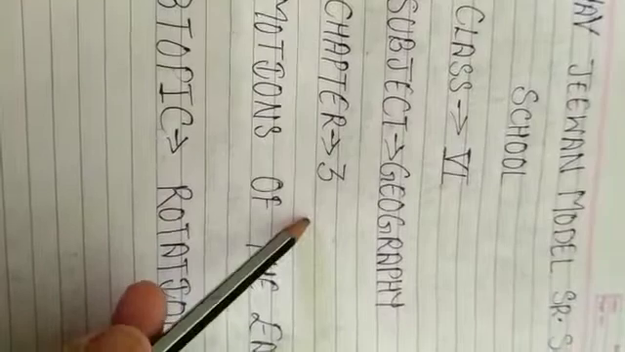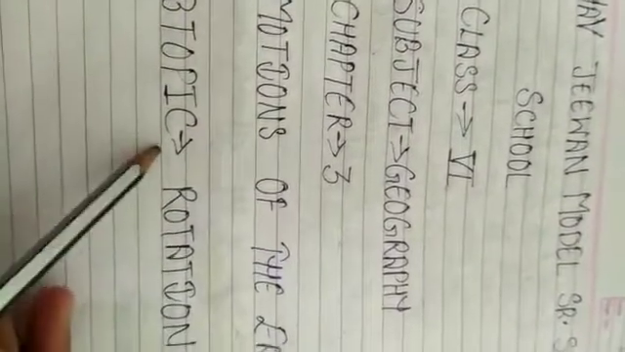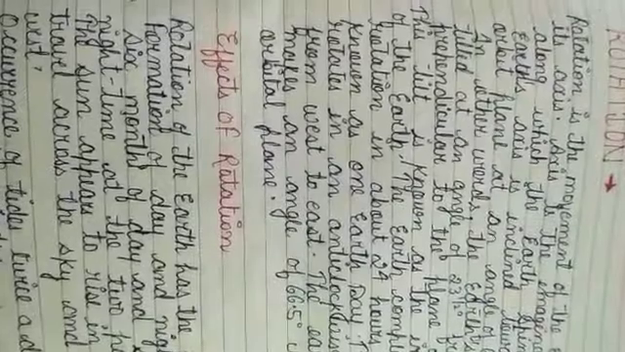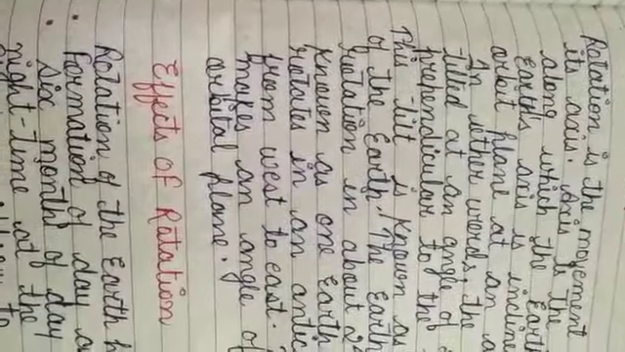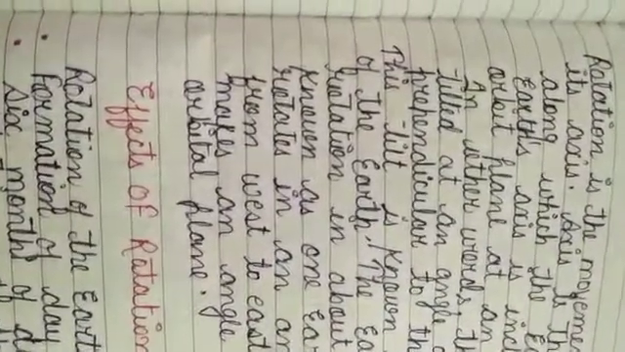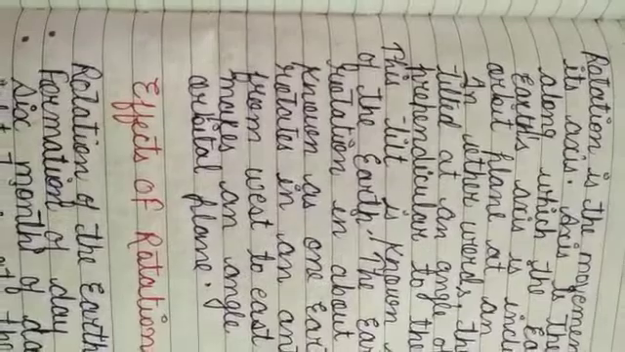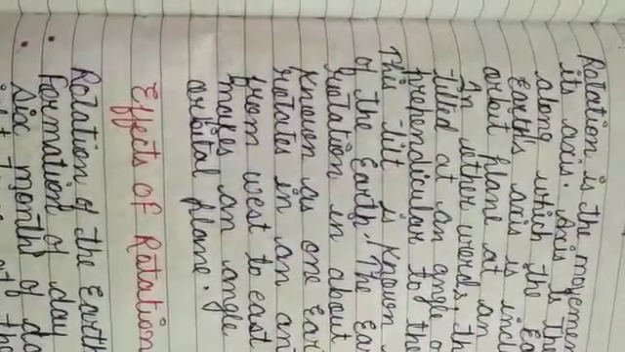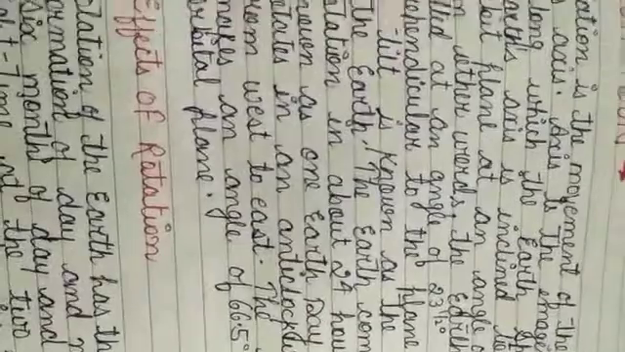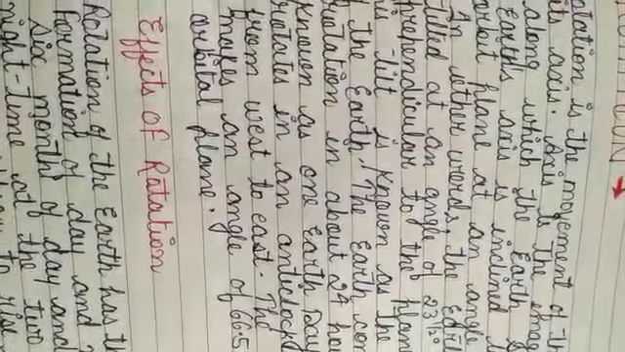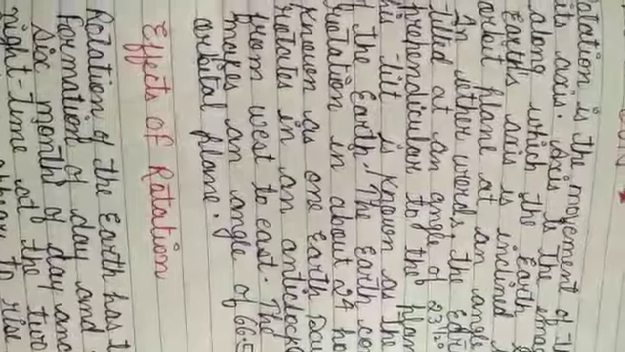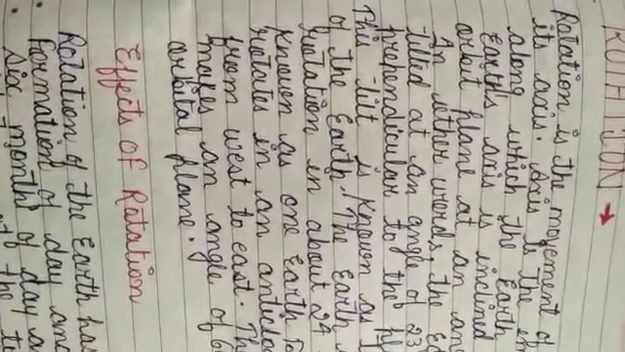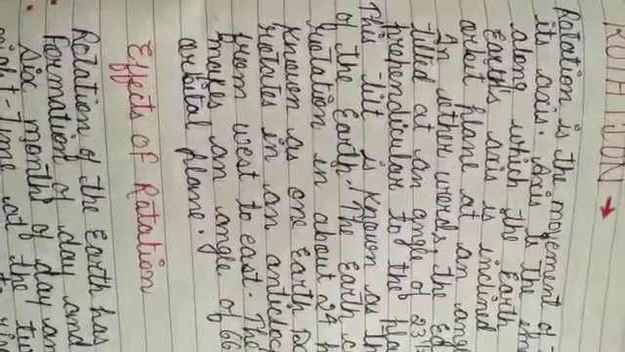We'll start with chapter 3, that is motion of the earth, and the subtopic is rotation. We feel that the sun moves across the sky from east to west. In reality, however, the sun is always stationary and it is the earth which is moving. We do not feel the movement of the earth because it is too huge. So the earth has two movements, that is rotation and revolution. In this chapter we will read in detail about the two motions and their effects.